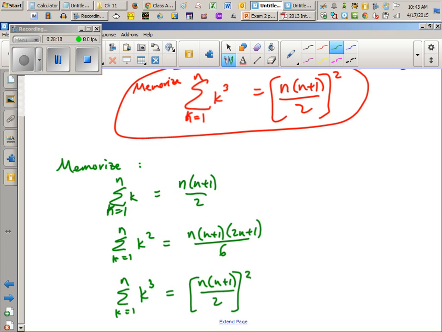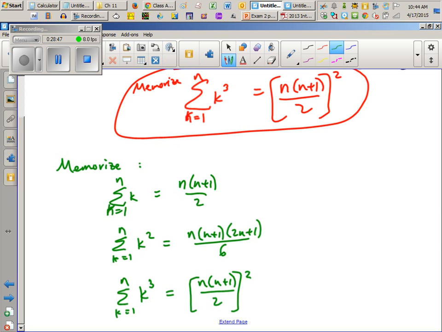Yes, the numerator on the first formula is actually quadratic. So if you add linears, you get a quadratic. If you add quadratics, you get a cubic. And if you add cubics, you get a quartic. There's 4 powers of n here. That is not a coincidence at all. The antiderivative of a linear is a quadratic. The antiderivative of a quadratic is a cubic. And the antiderivative of a cubic is a quartic, as you'll find out in calculus.